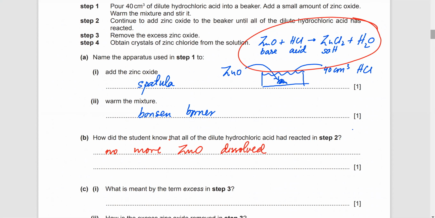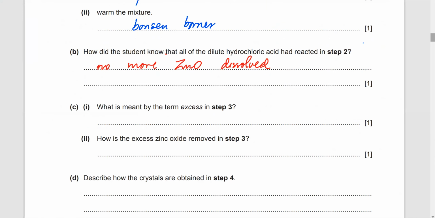So what is meant by the term excess? That simply means more than the required, extra, more than the required amount. Next is how is the excess zinc oxide removed?